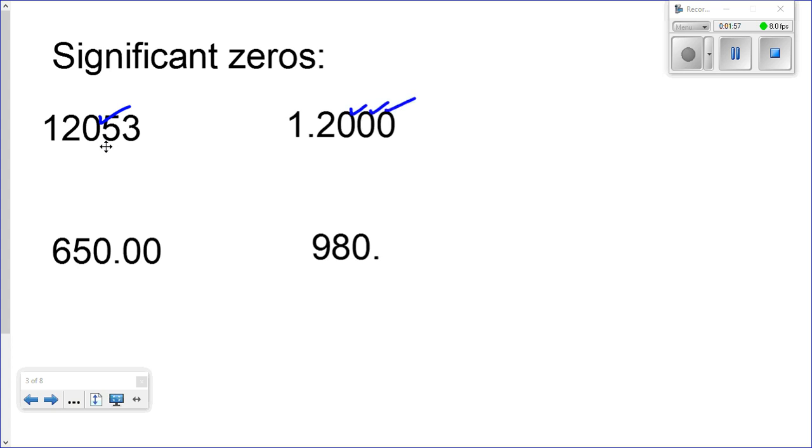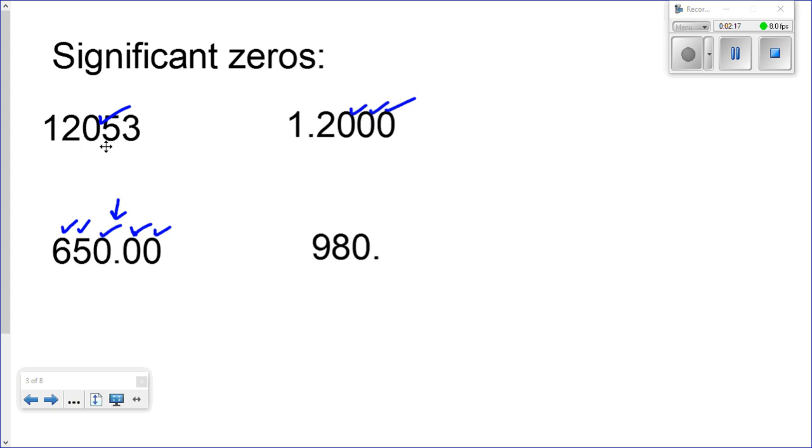The next one is here, same kind of situation. We have these two, by the last rule I discussed, these are significant. And the remaining 0 is in between 2 non-zero digits, which are significant, and 2 zeros that are significant, so this must also be significant.